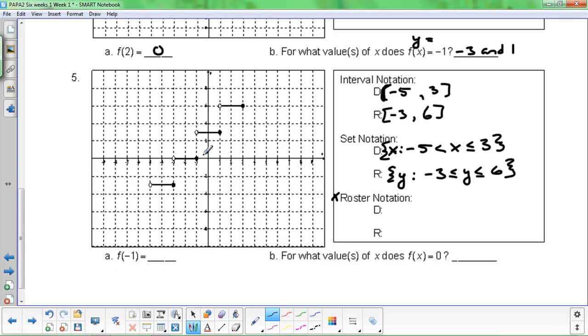F of -1, so that means when x is -1. So I'll move over here to x equals -1, therefore y equals 0. It is not the open circle that we use, it is the closed circle. F of x equals 0: well, when f of x equals 0, that's when y equals 0. You're looking at an interval of numbers between -3 and -1. So I will say -3 to -1 is the list of numbers that satisfy.